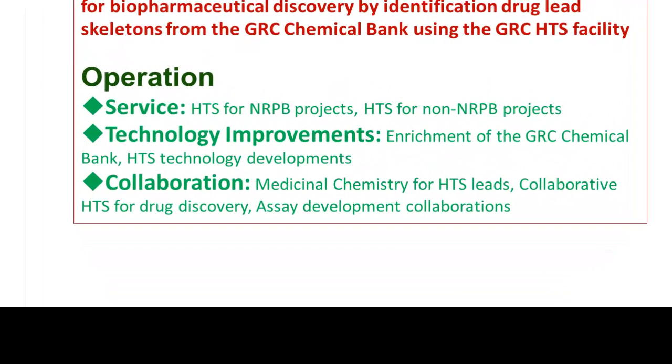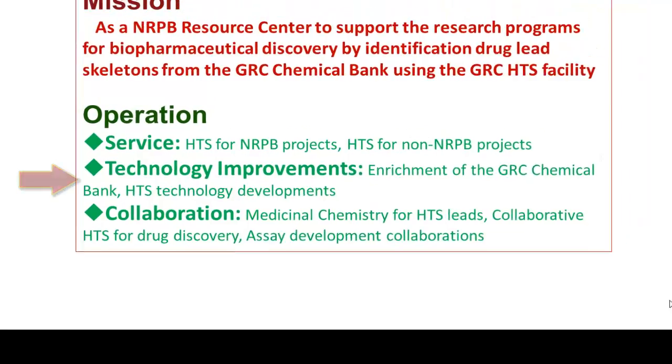Our operation has 3 parts. The most important of them are the services. The service can be offered as high throughput screening services for NRPB projects and also for non-NRPB projects. Our technology improvement jobs include the enrichment of the GRC chemical bank and high throughput screening technology developments. We also have collaborative efforts in medicinal chemistry for high throughput screening leads, collaboration on high throughput screening for drug discovery, and also assay development collaborations.